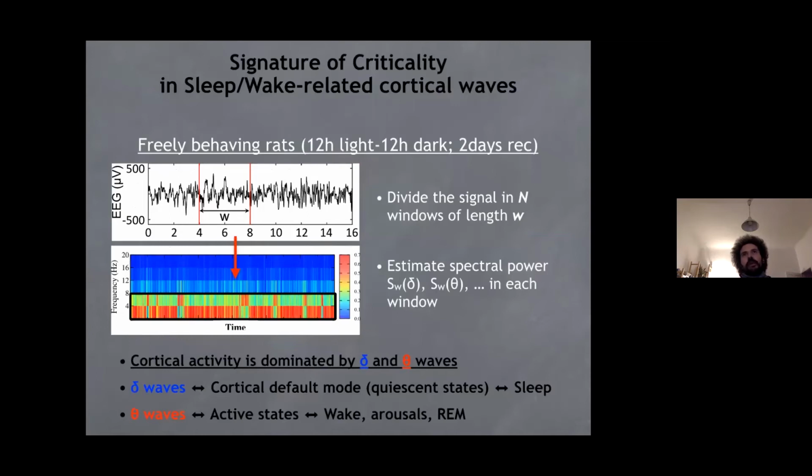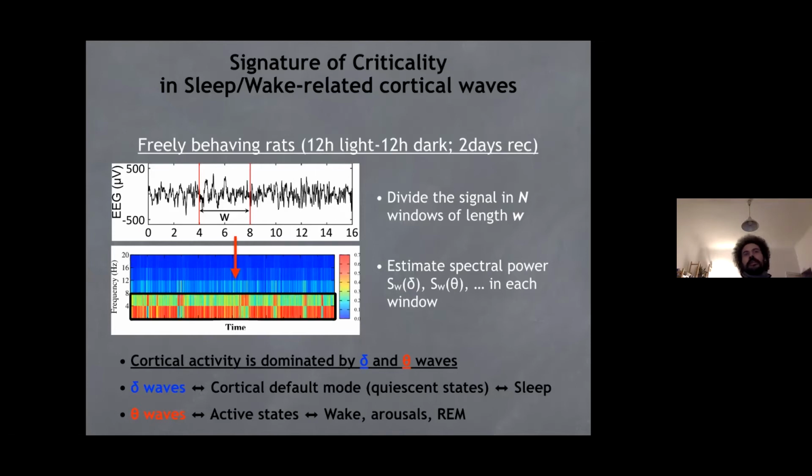So in order to do that, we follow the brain activity in freely behaving rats for about 2 days, right? So we take the EEG that we recorded for 2 days across the sleep-wake cycle, and we try to extract signatures of criticality from the EEG. So we take the EEG, we divide the signal in windows of length W. Then in each window, we estimate the spectral power.